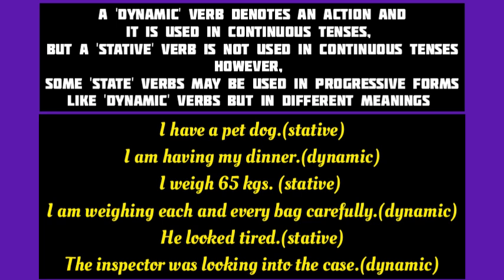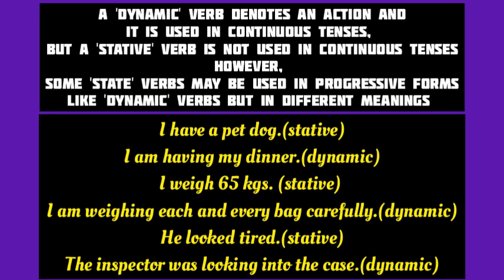In the next example, weigh means to have the weight of. It shows a condition, so it's a stative verb. But in the following sentence, the same verb is used in the present continuous tense. Here it means measuring the weight of, so it's showing an action and it's a dynamic verb.